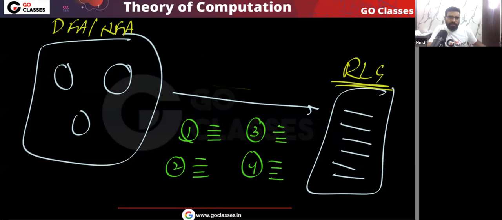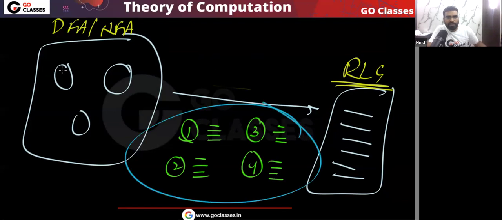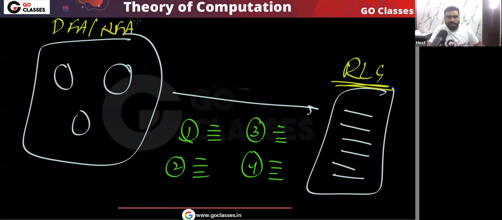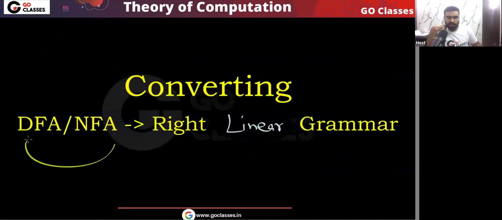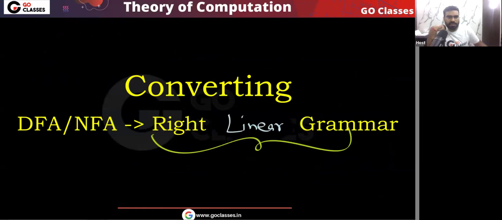Are you getting my point? From the automata, they can ask you which option is the correct grammar for this automata. Are you getting my point? So this is the idea: in the GATE exam they can give you some DFA or NFA and ask in the options what the correct right linear grammar for this automata is. Then you can do this conversion. But remember, to find the language you don't have to do this conversion. So let's see how to convert DFA or NFA to right linear grammar.